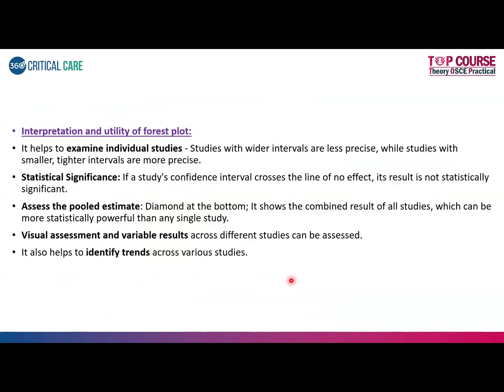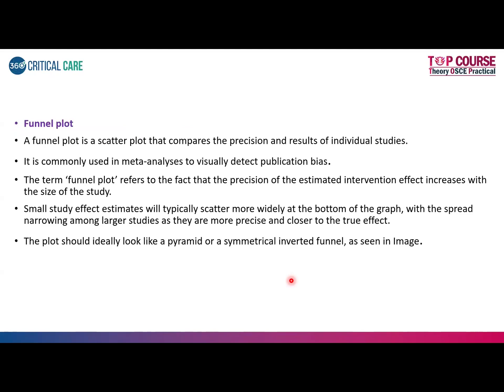Interpretation: it helps to examine the individual studies. Statistical significance, we have mentioned it in detail. If the study's confidence interval crosses the line of no effect, then it is not statistically significant. Assess the pooled estimate: the diamond at the bottom helps to assess the pooled estimate. It gives a visual assessment of variable results across the different studies, and it helps to identify the trends across the various studies. Okay. Coming to our next topic, which is the funnel plot.